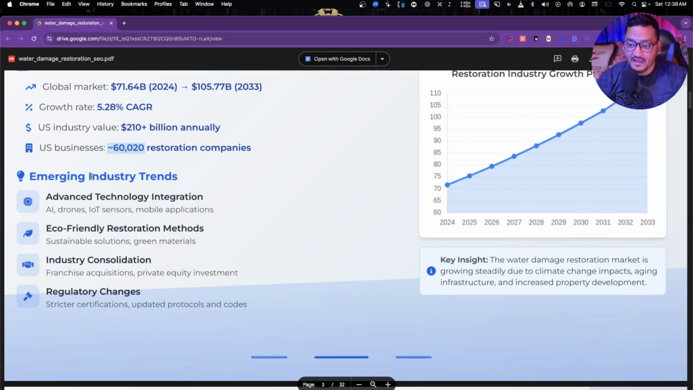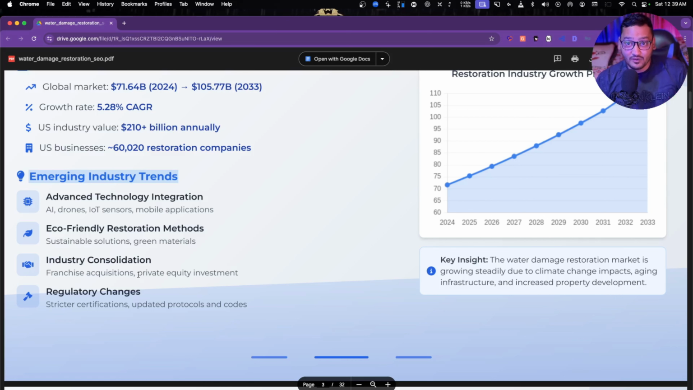The next emerging industry trend is advanced technology integration. They can use AI, sensors, mobile applications, eco-friendly restoration methods, industry consolidation, and regulatory change. These are some emerging industry trends. If your client is not doing any of them, you can suggest they use, let's say, IoT sensors, drones, or sustainable solutions like green materials. Basically, you can suggest they work with some franchisees or other businesses.